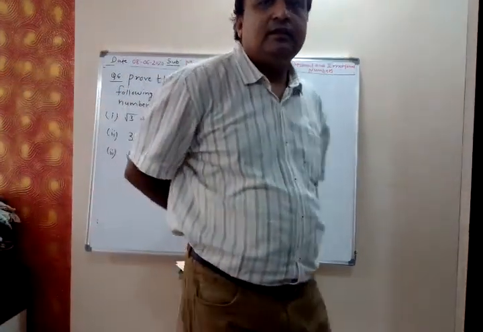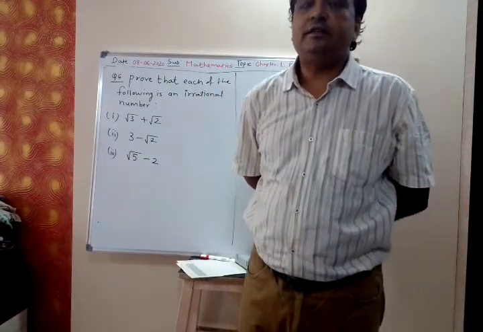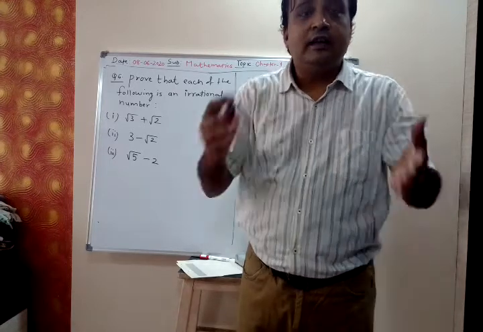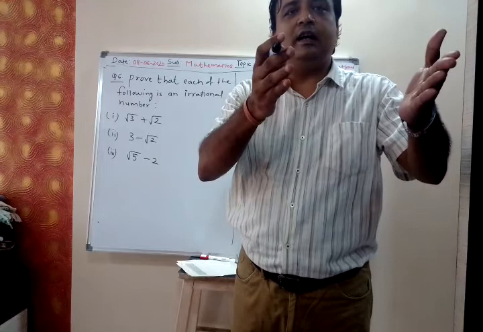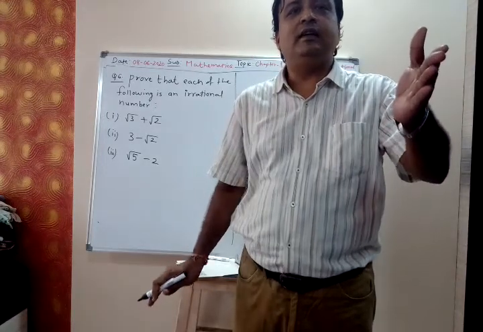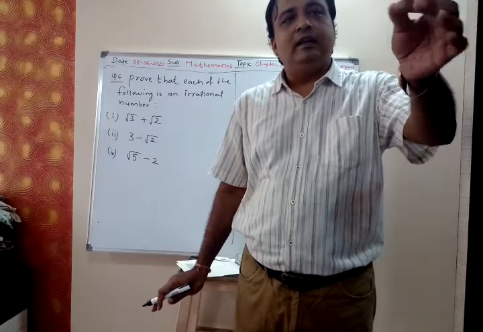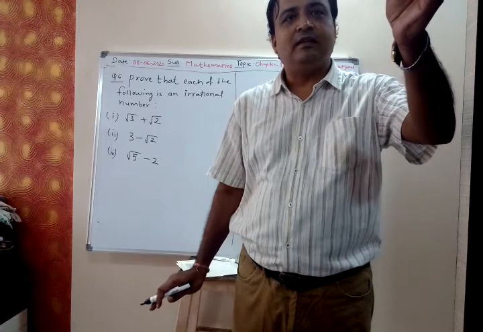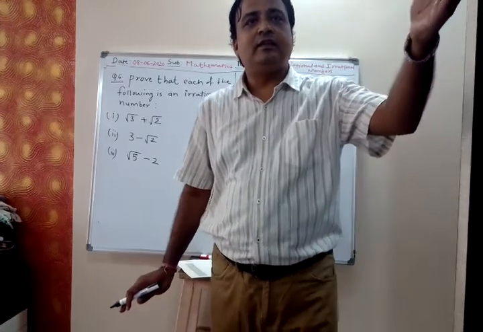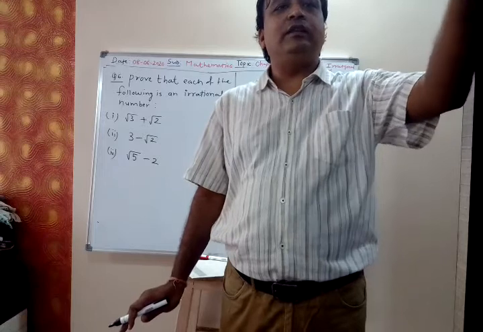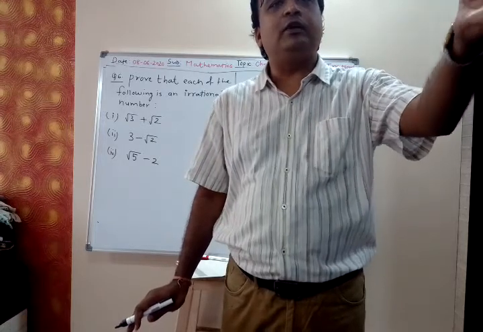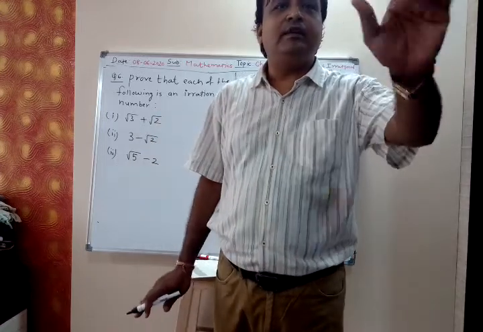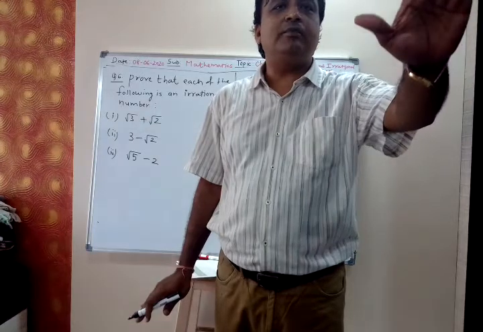Prove that the following are irrational numbers. Sir, by which method? Contradiction method, yes. This morning you told me that one more method, the division method, is there for root 3 and root 5. In 8th standard we learned how to find square root using the division method. So that division method will work for root 3 and root 5, but for such type of problem, the division method will not work. We have to apply the method of contradiction.